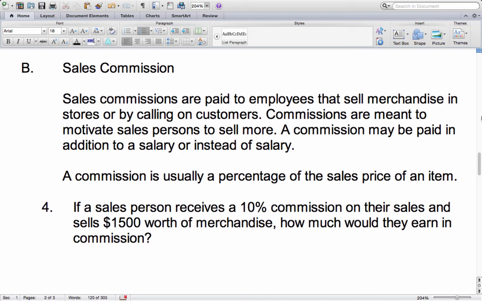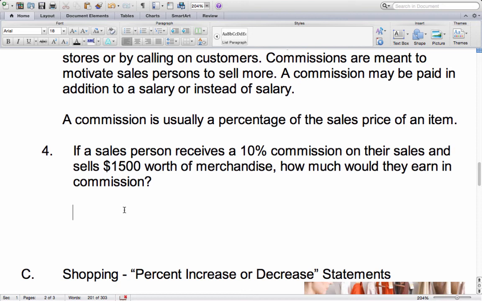A commission is usually a percentage of the sales price of an item. This gets a little confusing if you don't have any practice with commission, but I feel like with an example it'll make more sense. All right, let's look at this example. It says, if a salesperson receives 10% commission on their sales and sell $1,500 worth of merchandise, how much would they earn in commission? Basically what this is saying is that you get 10% of, now remember of is multiplication, of whatever you sell, $1,500. So let's work out the math.